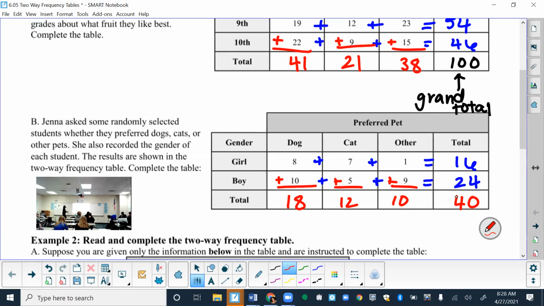So how many people were surveyed in this one? 40. 40, right? Because your grand total is always that corner amount. If I asked you how many girls prefer cats, what would you tell me? 7. If I said how many people surveyed prefer cats, what would you say? 12. 12, because that includes the boys and the girls. All right, so just reading them, answering questions about it.